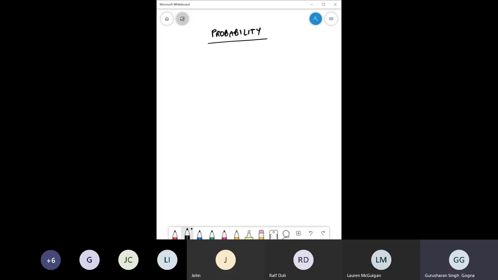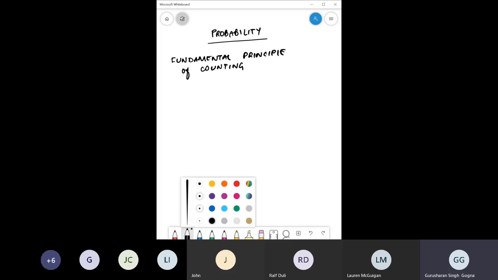Okay, so before we jump into probability, there are a couple of things which we need to understand. First thing which you need to understand is called fundamental principle of counting. What is fundamental principle of counting? So let's take a simple example.